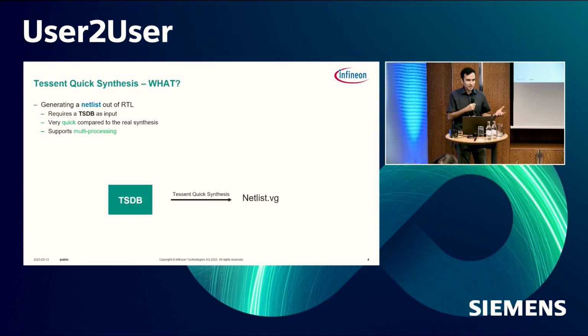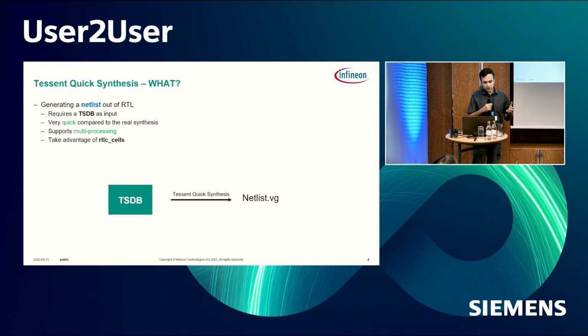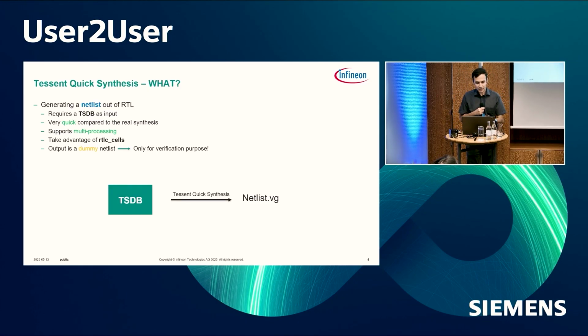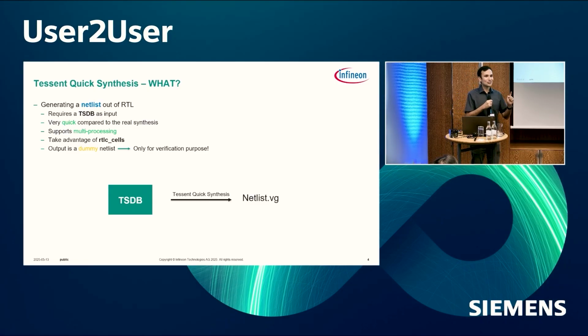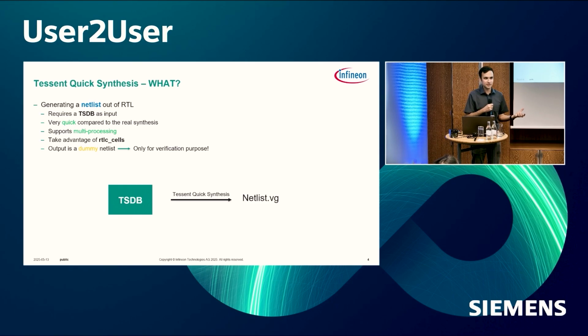And it has some features. It supports multiprocessing, which speeds up the process. And of course, for the synthesis, you need cell libraries. We take advantage of the RTLC cell libraries from Tessent. But it's important to know that what we get out of Tessent Quick Synthesis is a dummy netlist. It's not a netlist used by other teams. It's only used by us, the DFT team, for verification purposes.